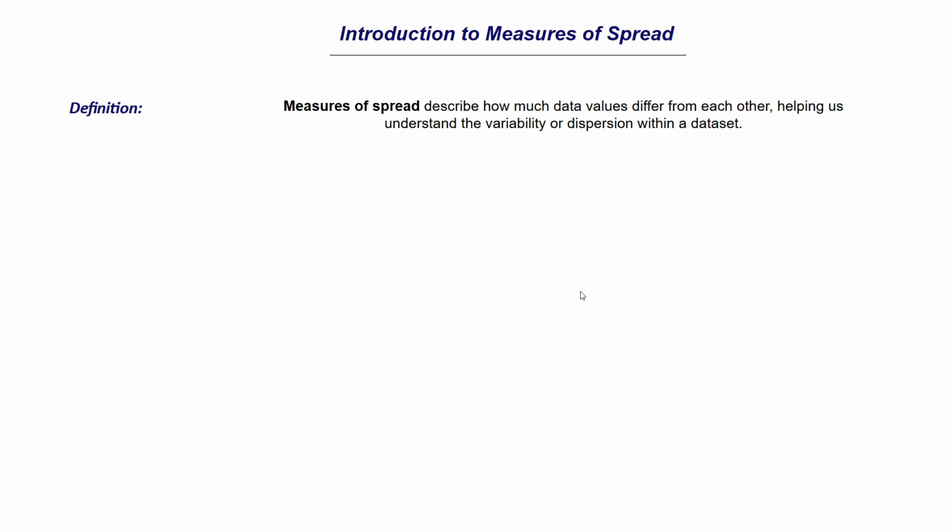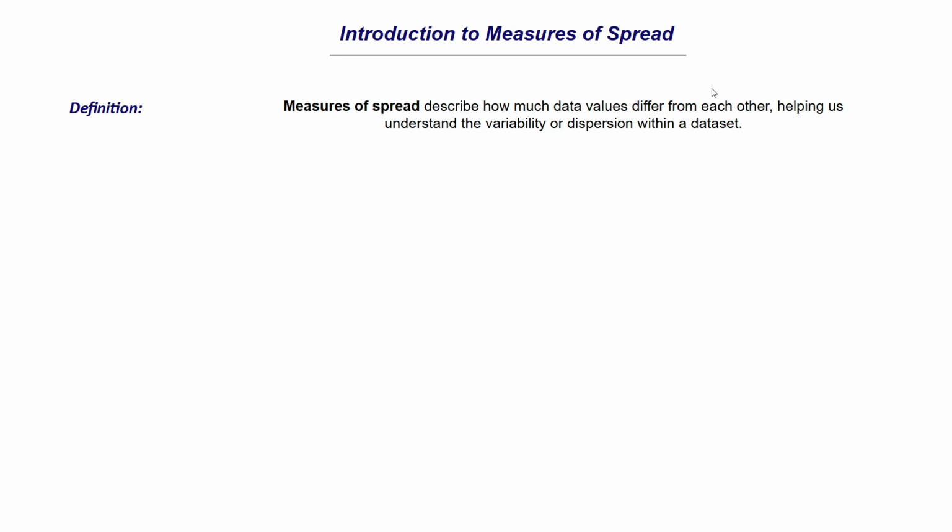So first, let's try to understand this measure of spread. The previous topic was about the measure of central tendency, where we represent a data set by a single value, such as the mean or median of a data set. This measure of spread is different from what we discussed there. It is all about describing how much data values differ from each other, helping us understand the variability or dispersion within a data set. As the name suggests, we focus on the spread, or how each value in a data set differs from the others.